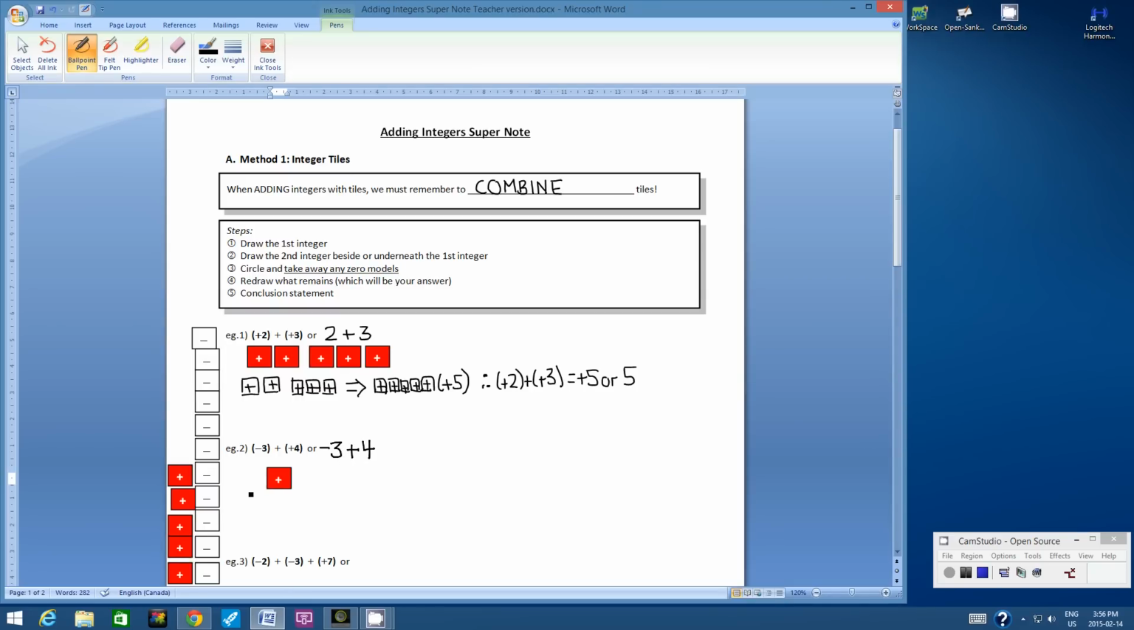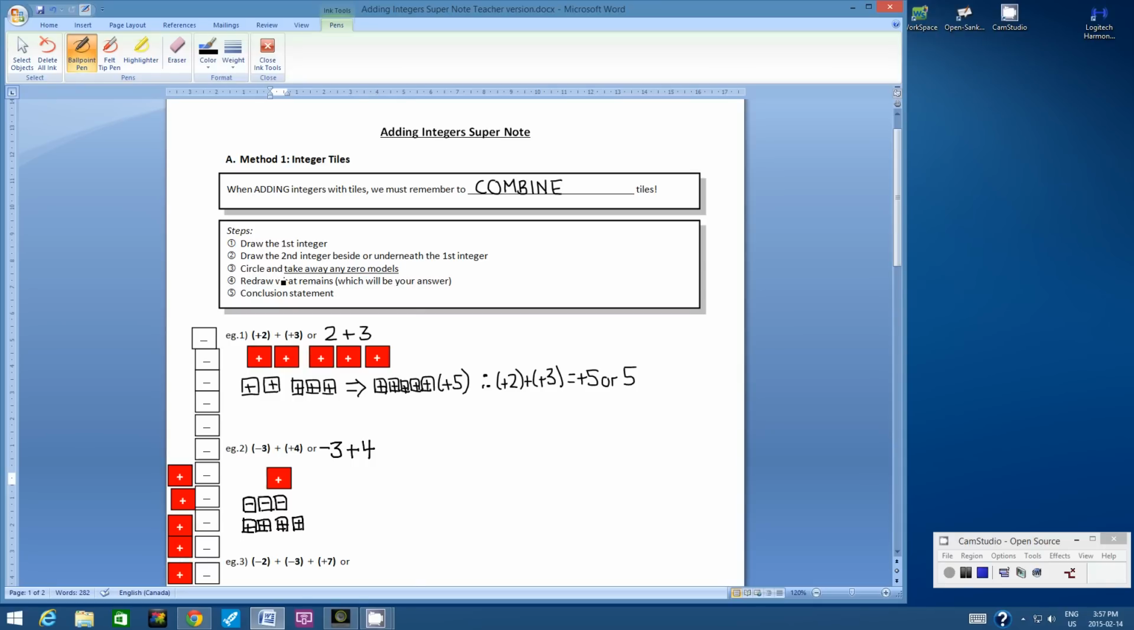Okay, so let's start with our tile diagram solution. Rule number 1, draw the first integer. Our first integer was -3. Step number 2, draw the second integer beside or underneath the first integer. Now, we already hinted that when we draw the positive tiles, we want to draw them underneath. That is simply because we recognize that zero models will be created, and we like to line up the zero models on top of each other. Now, +4, I've drawn 4 positive tiles.